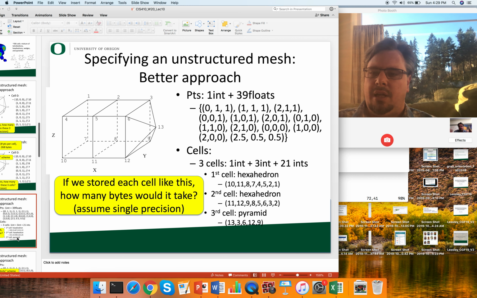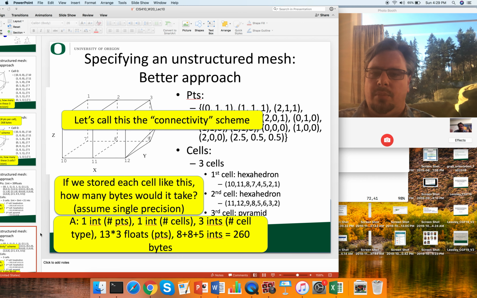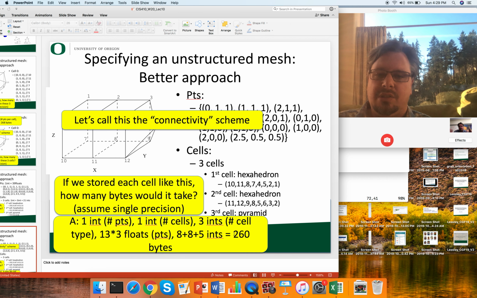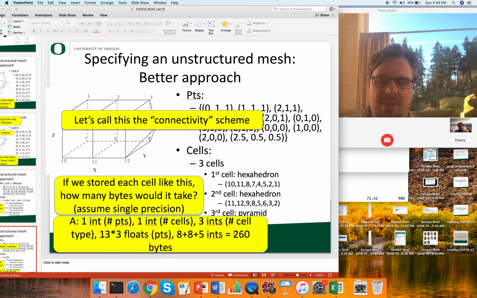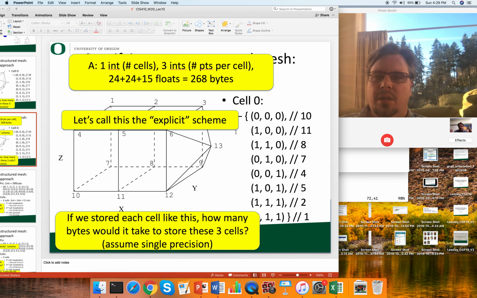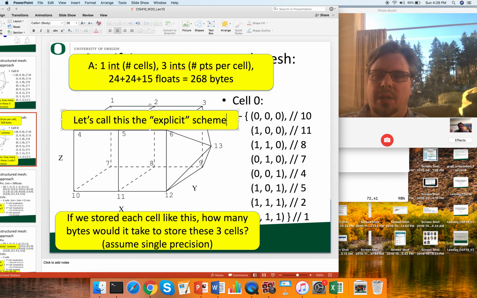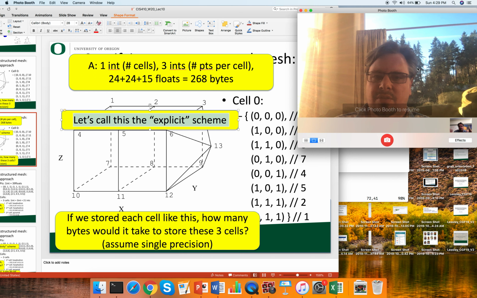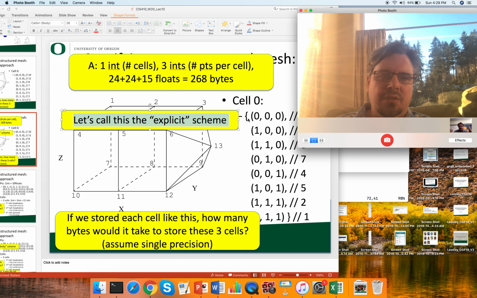And so if we go to the next slide, it looks like this is 260 bytes. So the last slide was 268 bytes. You say, well, this is not worth it because this is more complicated. This one here that I've said we should call, and I didn't emphasize this when I was narrating this, we should call this the explicit scheme. Here this took 268 bytes, but it's simple. Here's a hex, here's its vertices. You don't need to know anything more.